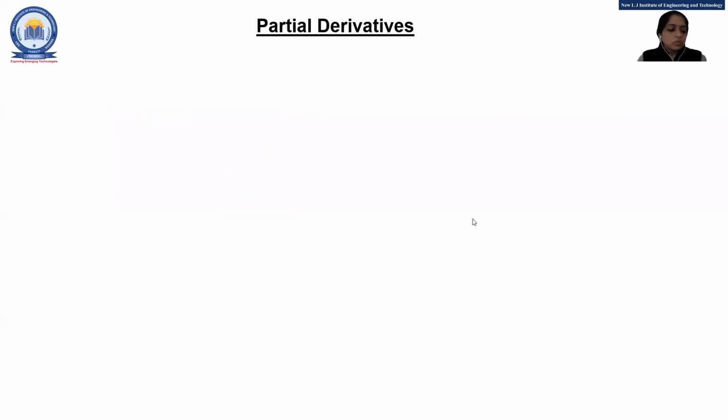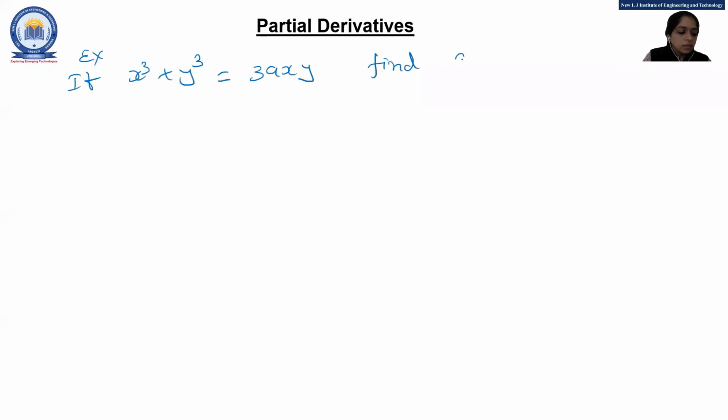Okay, let's move to one more example: if x cube plus y cube is equal to 3axy, find dy by dx. Here our given function f of xy is equal to, raise your hand, what is our f of xy? I want the answer from all of you. Please participate. I note that only some students are active and the others are not.